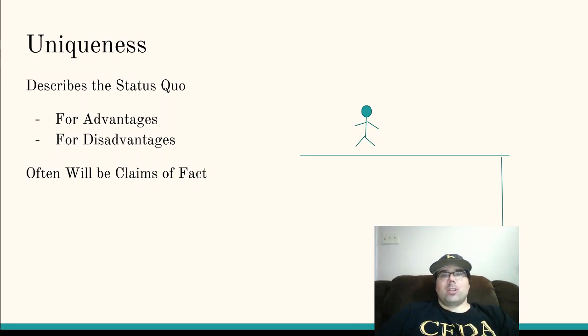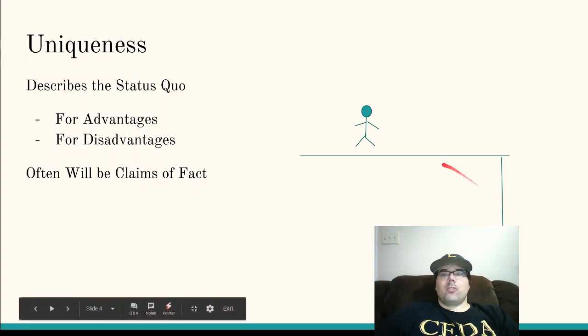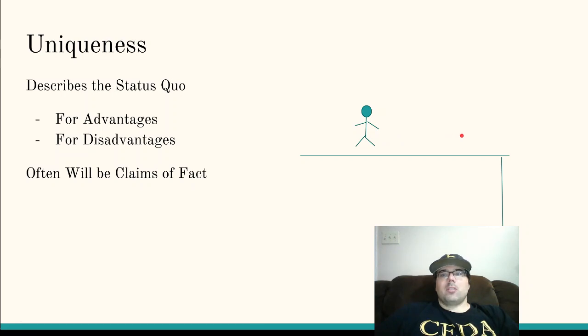For advantages, you will see Frederick moving in this direction. He's going to be moving towards the cliff. For disadvantages, our friend Frederick is either going to be standing still or moving away from the cliff. The uniqueness pieces of evidence will often be claims of fact, and they will be descriptive in nature, just saying the status quo is operating like X.